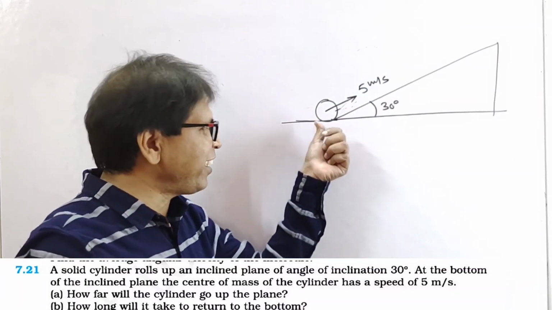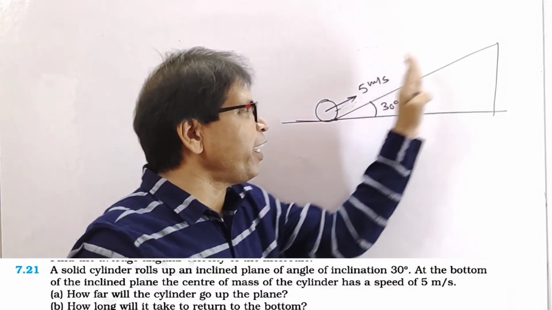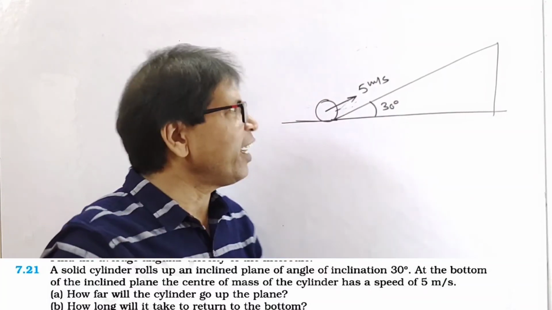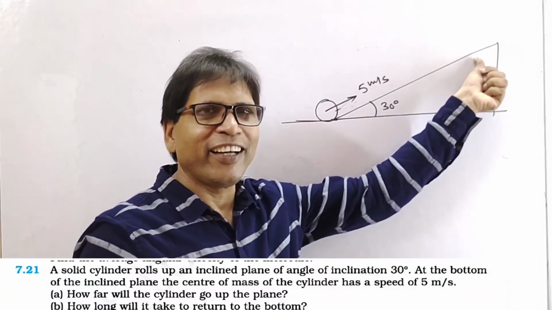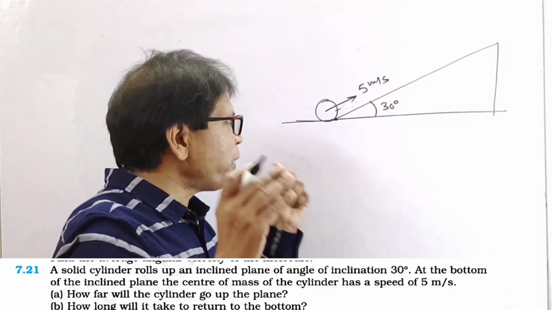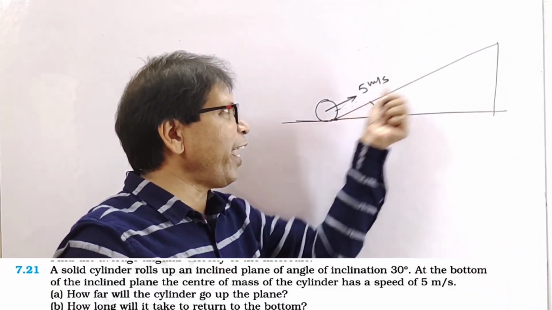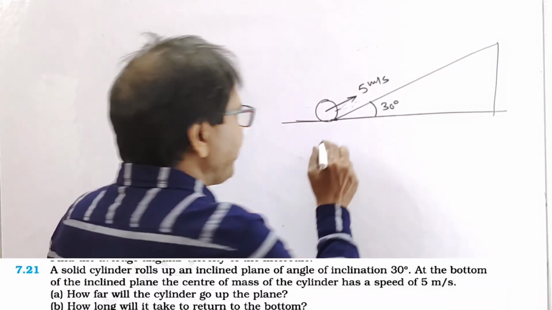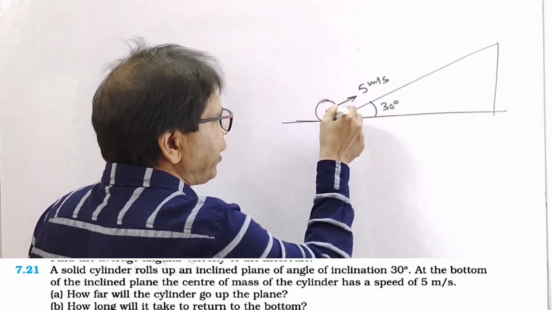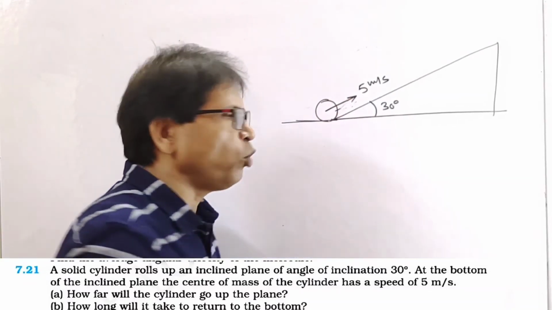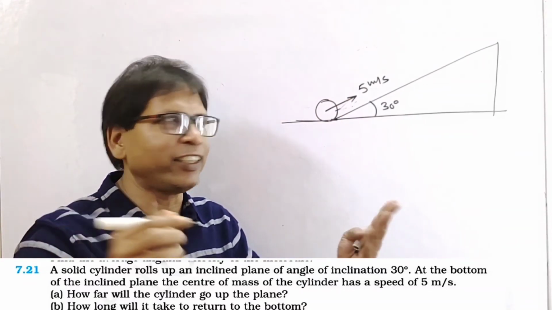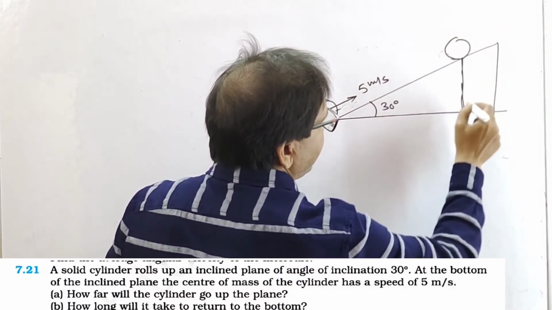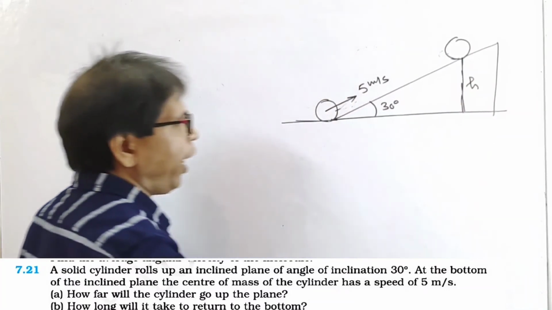Now a cylinder rolls up an inclined plane of inclination 30 degrees. Find what distance it covered, and next, after what time the cylinder again comes back to this point. Now, first case: the total kinetic energy of rolling is equal to the increase of potential energy. Suppose the cylinder reaches this point, so this is the height. Now we have to calculate the height.